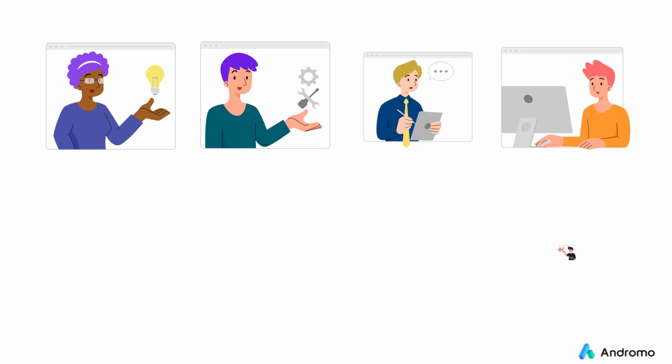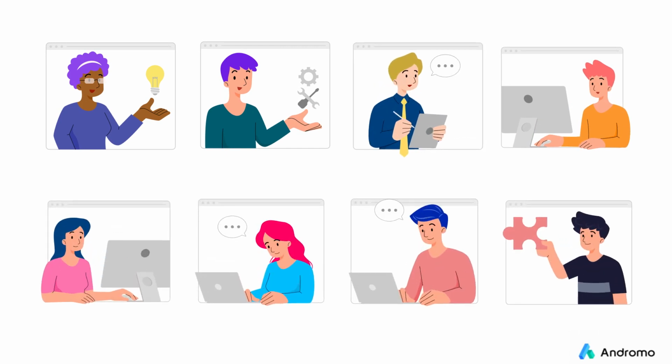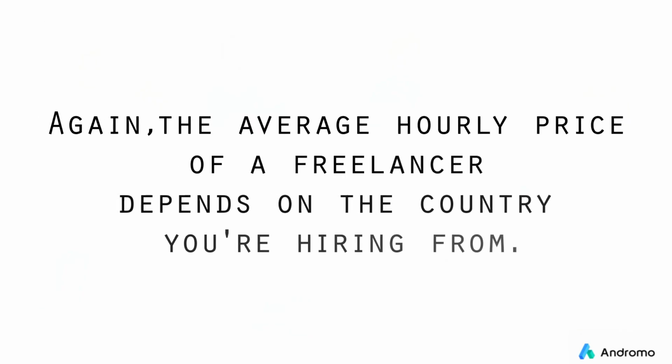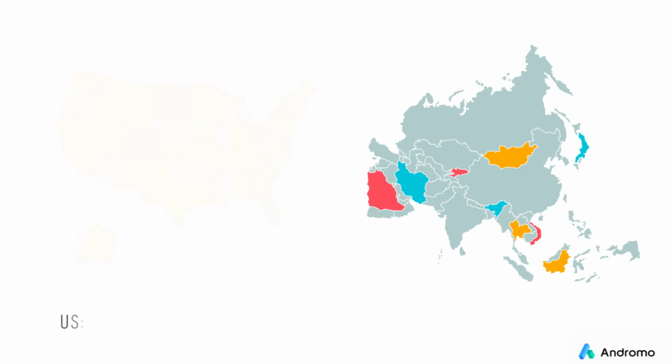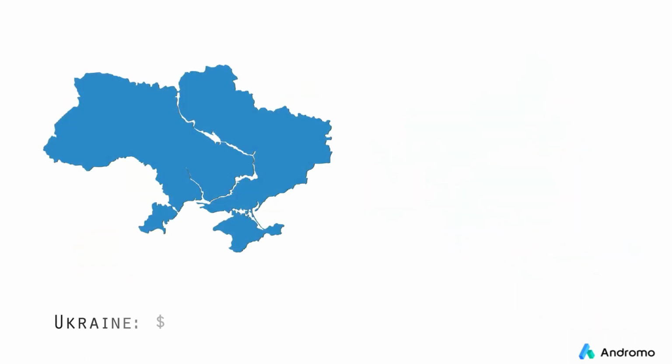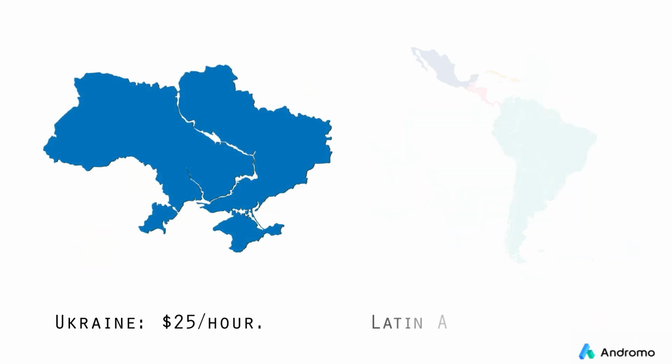Work with freelancers. To quickly test a hypothesis or do a small app project, hire freelancers from different platforms such as Upwork or Fiverr. Again, the average hourly price of a freelancer depends on the country you're hiring from. For instance, US: $50 per hour, Asia: $15 to $25 per hour, Ukraine: $25 per hour, Latin America: $20 per hour.